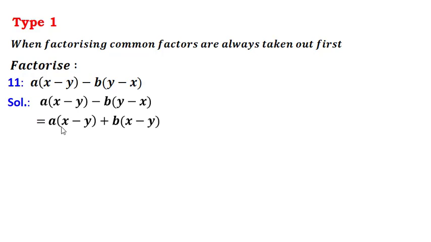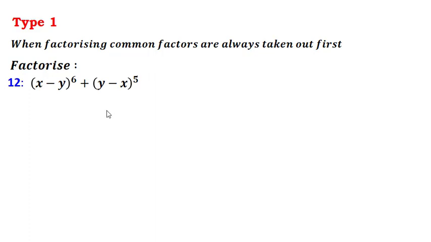Now x minus y is here as well as here. So I will take x minus y common. After taking x minus y common, in the first term I have a remaining, and in the second term I have b remaining. So x minus y into a plus b is the factorization of a into x minus y minus b into y minus x. Now let us see this last question.